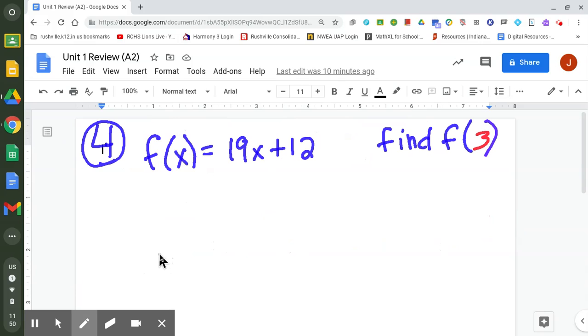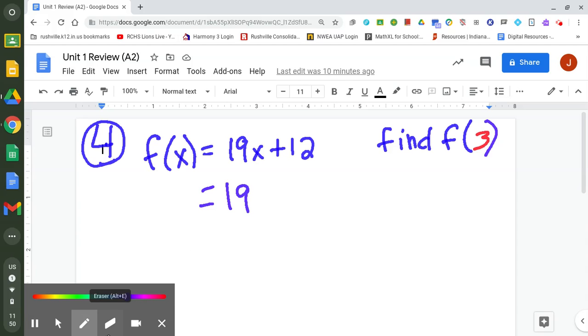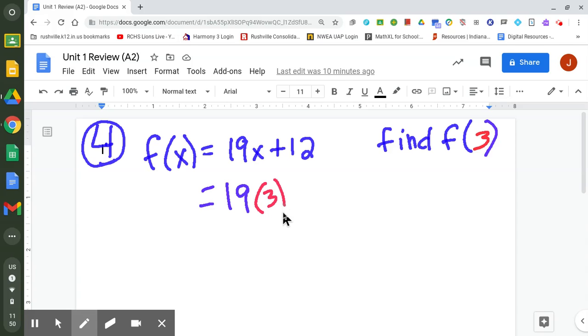On number 4, you're given a function. This one is f of x equals 19x plus 12, and you're asked to find f of 3. So what that means is you are going to put that 3 in for the x in this equation. So your work will look like this. f of 3 equals, and I've got 19, and then instead of putting the x, I will put that 3. And then I have my plus 12.